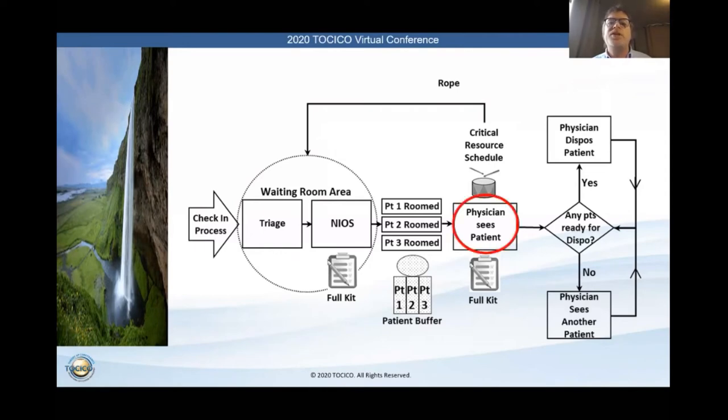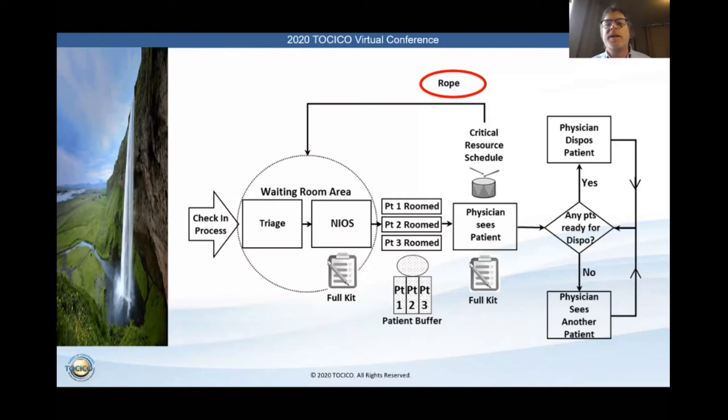The pace of the physician is the drum. How fast can I see patients? The pace at which I can see patients sets the pace of the flow through the department. The number of reds on the board is the buffer. How many patients have been brought from the waiting room or brought in by ambulance and are somewhere in the department where I can evaluate them? The rope is the discharge nurse or flow nurse, whoever is tasked with bringing patients back to the ED from the waiting room where I can see them, ensuring there are always enough patients, but not too many patients on the board who need to be seen.